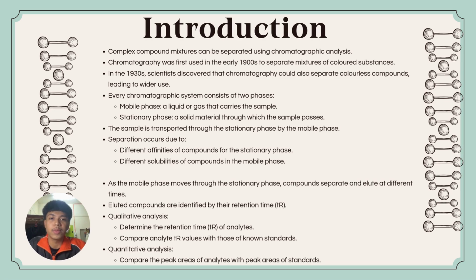The eluted substances in chromatography analysis are identified by their retention times, TR. Determine TR, analyze, and compare them to TR standards as part of a qualitative study. Comparing the areas of the analyte peaks with those of standards allows for quantitative analysis.